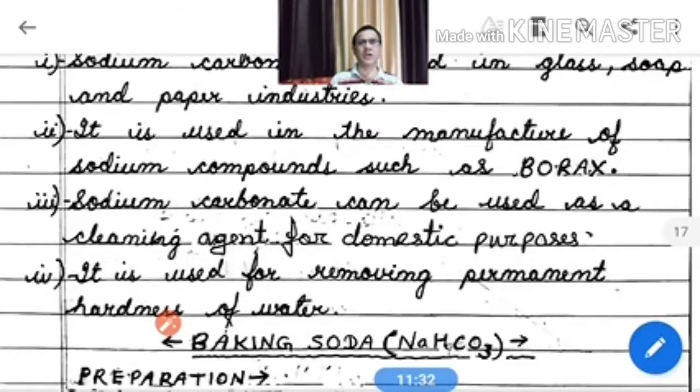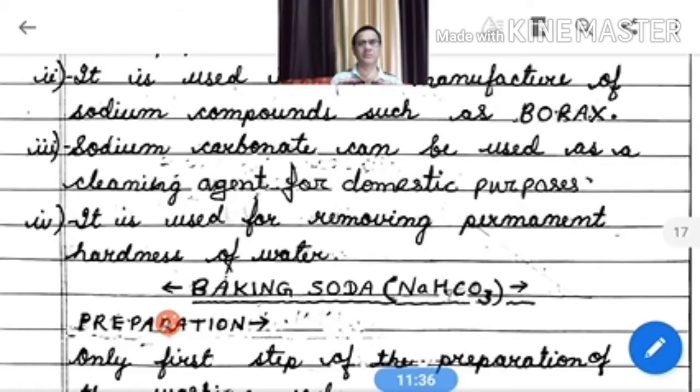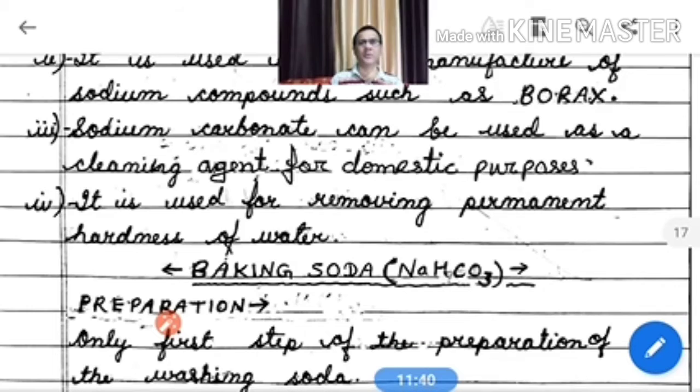Next, sodium carbonate can be used as a cleaning agent for domestic purposes. Washing soda जो घर में धोने के काम आता है, that is washing soda. Fourth point, it is used for removing permanent hardness of water. So these are the 4 main uses of washing soda.